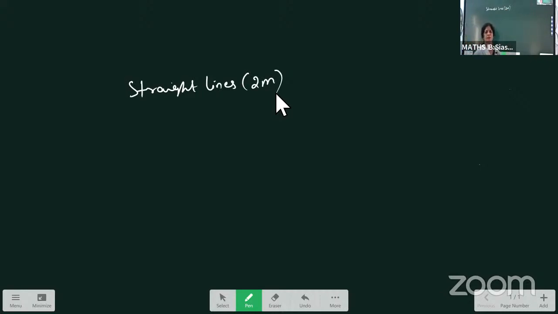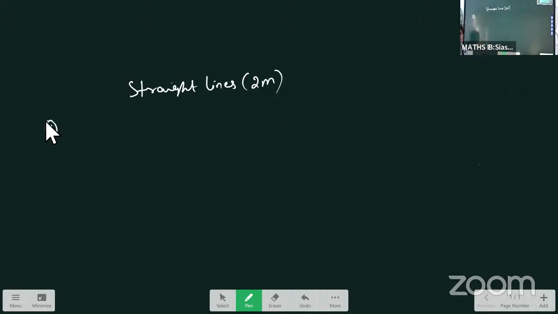The first 2 marks question will be the reduction of the equation into slope-intercept form, intercept form, and normal form. These 3 concepts will be given. Another one is distance between parallel lines, and the third one is angle between the straight lines. If you practice these 3 concepts, one definite question you will get in the final exam.